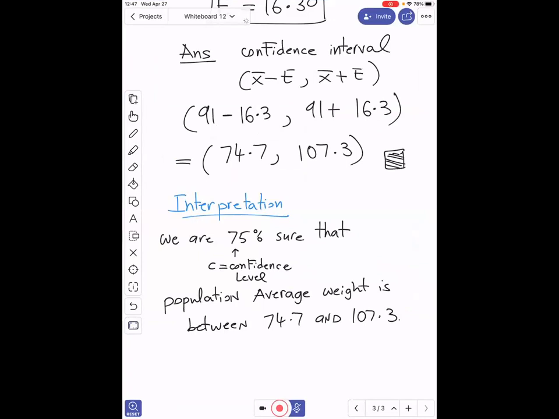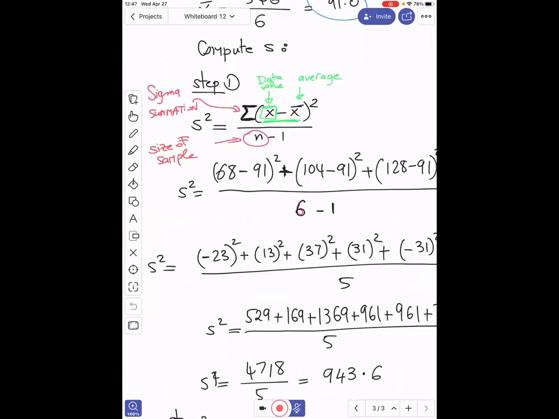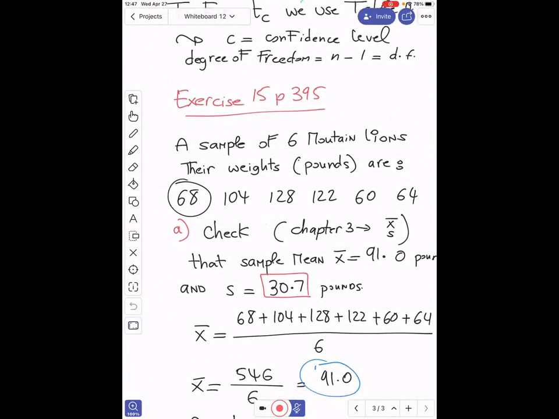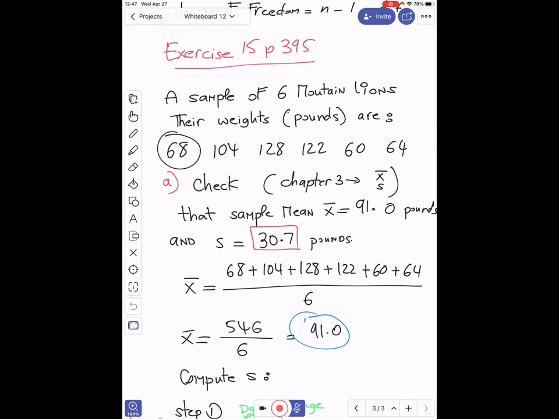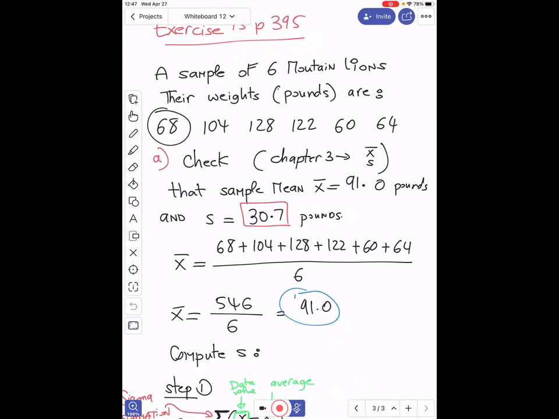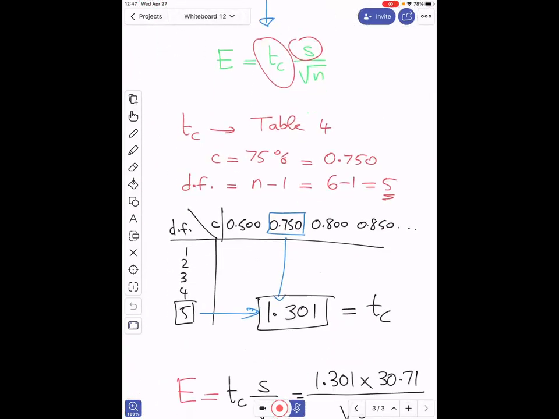All right. So this is the case when sigma is unknown, right? The population standard deviation is not given in this problem. It says we have the sample, six mountain lions, the weights, and so on. There's no sigma here, right? Now, let's take another example where sigma is given.